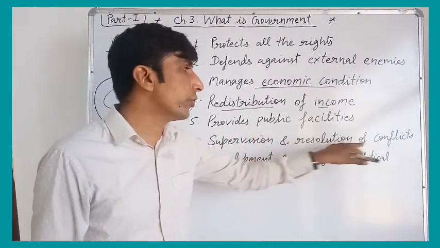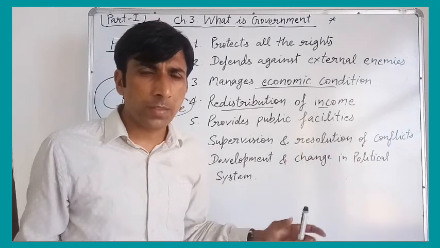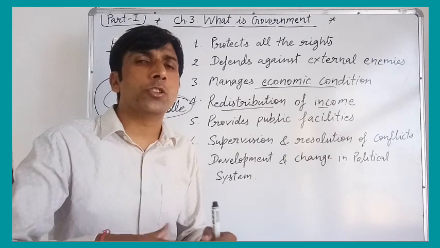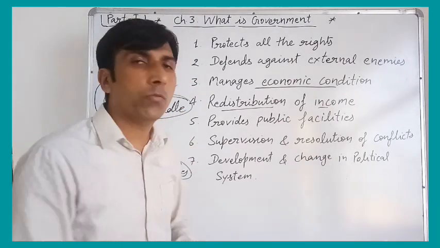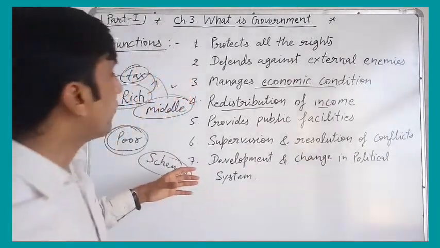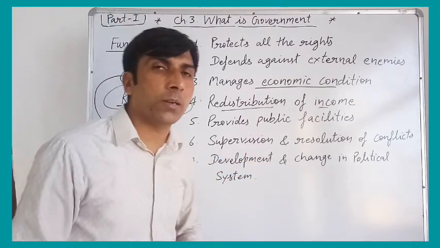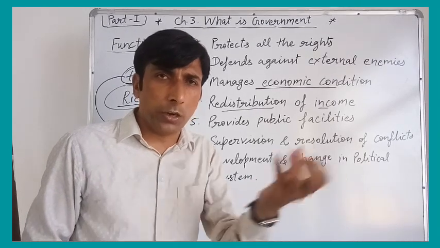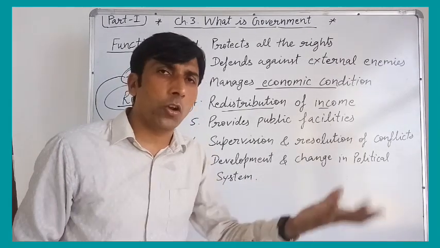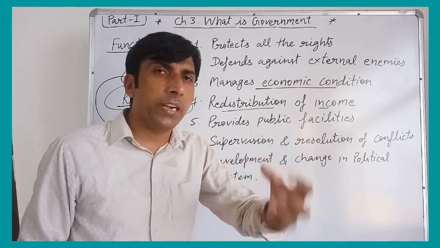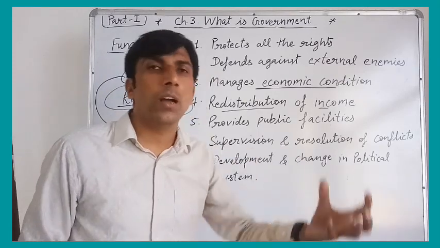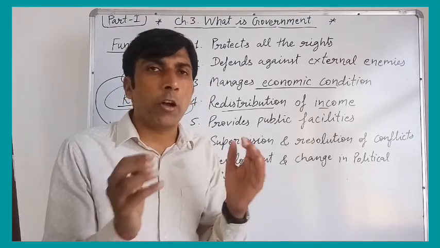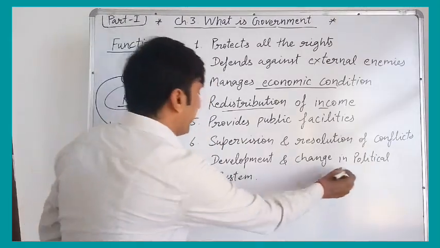Supervision and resolution of conflicts. Wherever conflicts are there, government always supervises the conflicts and tries to solve them, clear, with the help of the judiciary. After that, development and change in political system. Government makes the laws or government changes the laws. So this is the amendment in the constitution. By doing the amendment in the constitution, government changes the political system.